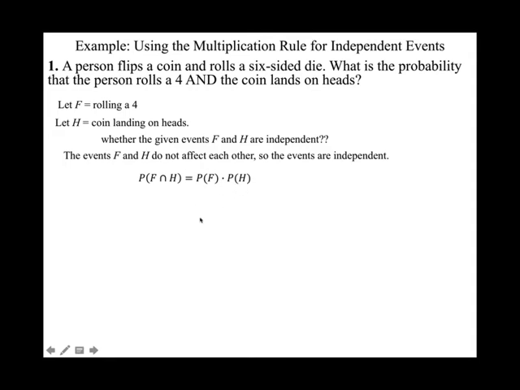So think about it. What is the probability of rolling a 4 when you roll the 6-sided die once? You will get 1/6, right? Only one out of the total of 6 outcomes. What is the probability to get heads? That will be 1/2, right? So multiply it, and you're going to get 0.083.